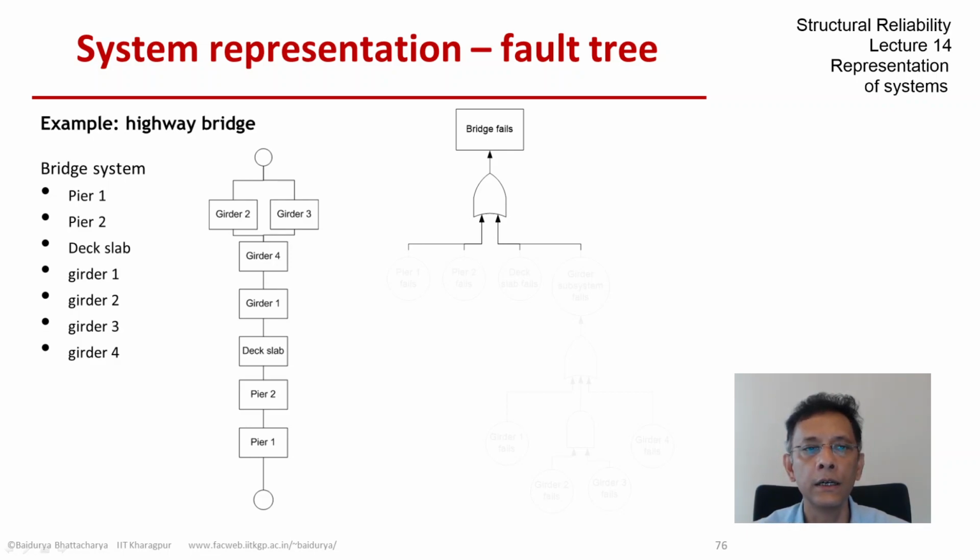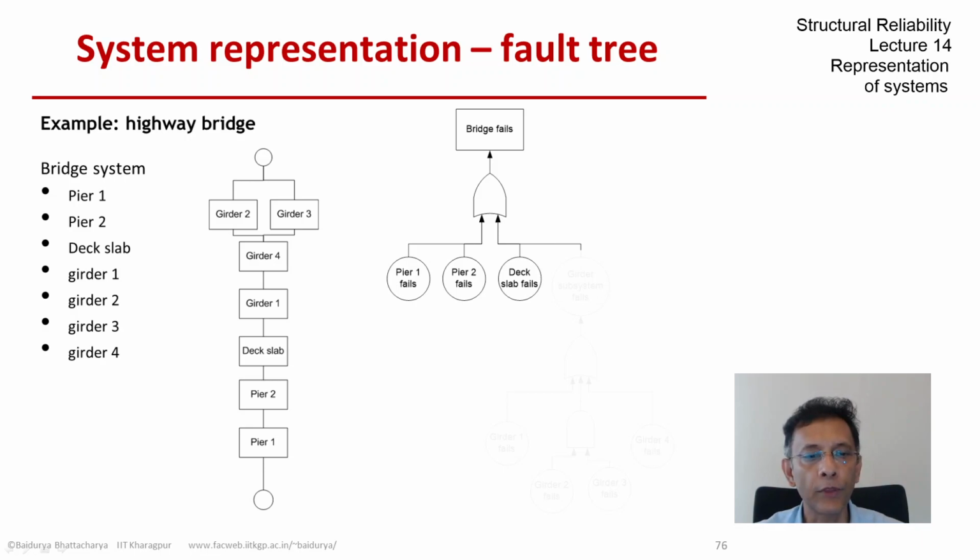So one of the inputs into the OR gate would be the failure of pier 1. So pier 1 fails is an elementary event that feeds into the OR gate. Just like that, pier 2 also has the same contribution. So pier 2 also feeds into the OR gate. And the same role is played by the deck slab. So deck slab fails is another contributor into the OR gate.